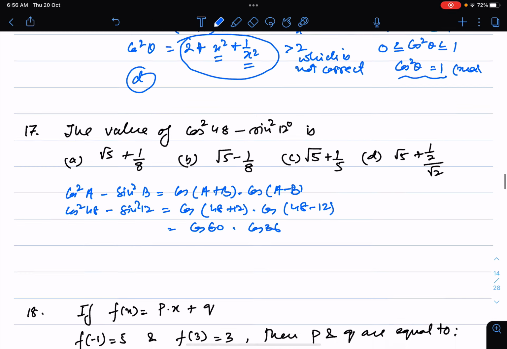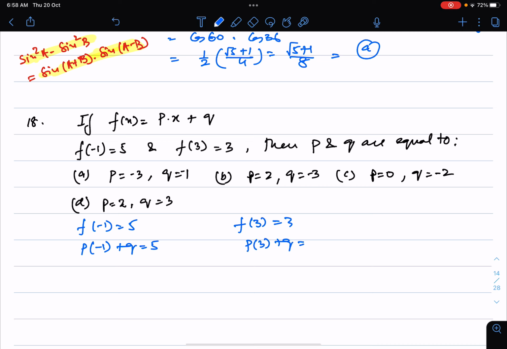Okay, coming to the last question of this section, that is 18th. He says f(x) is px plus q. Given f(-1) is 5 and f(3) is 3, then p and q are equal to? You have to find the value of p and q. So let's put the value in f. Let me do it with a different color so that it is more visible. f(-1) is equal to 5. That means put the value of x as minus 1. So p into minus 1 plus q is equal to 5. Similarly, f(3) is equal to 3. Put the value of x as 3. P into 3 plus q is equal to 3.